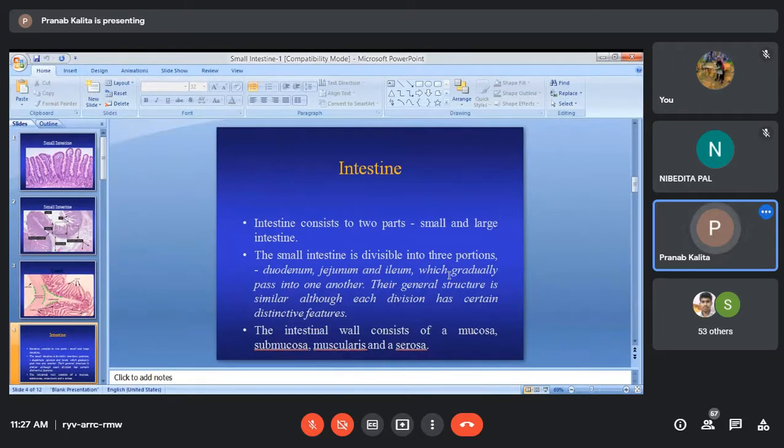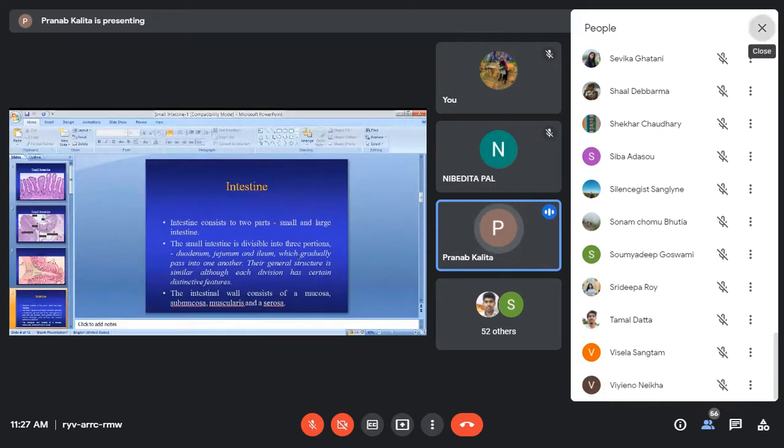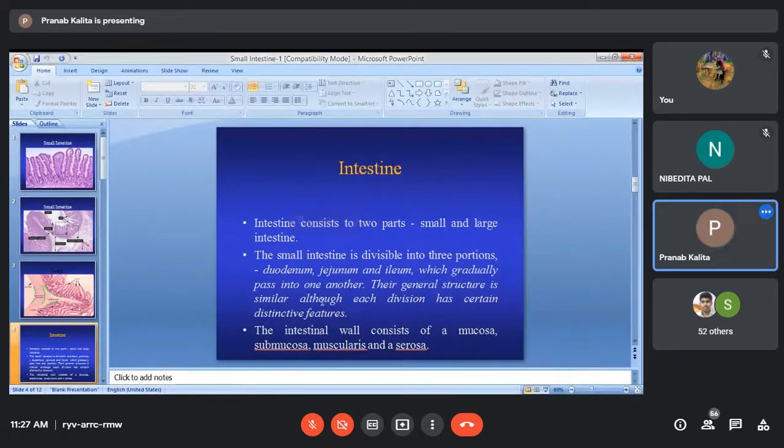As I have told you, the intestine consists of two parts, the small and the large intestine. The small intestine is divisible into three portions, duodenum, jejunum and ileum, which gradually pass into one another. That means duodenum, then jejunum, then ileum. Their general structure is similar, but there are certain distinctive features. And as I told you, the intestinal wall consists of the tunica mucosa, tunica submucosa, tunica muscularis, and then tunica serosa, all the layers.